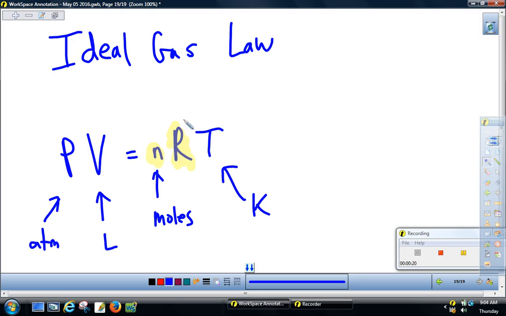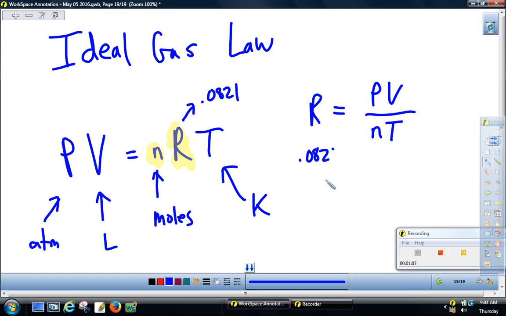R is just a constant. R is always going to be equal to 0.0821. When a gas behaves ideally, as we talked about in the kinetic molecular theory of gases, when we looked at the Boltzmann 3D simulation, if we solve for R, we rearrange: R is equal to PV divided by nT. If you have the pressure in atm, the volume in liters, the number of moles, and the temperature in Kelvin, this ratio will always be equal to 0.0821. There are some units that go along with that, but I'm not going to write out the units. 0.0821 is what that is equal to.